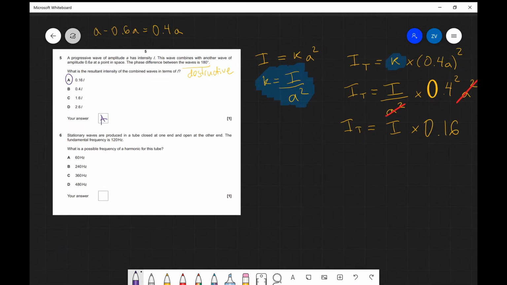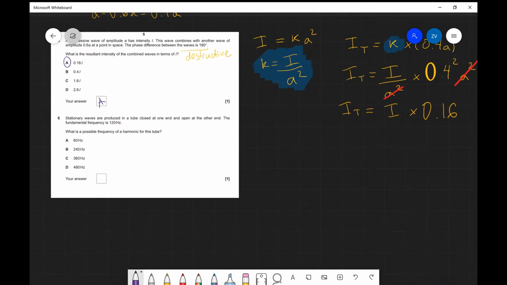Okay, so let's have a look at the next one. Stationary waves are produced in a tube closed at one end and open at the other end. The fundamental frequency is 120 Hz. What is a possible frequency of a harmonic for this tube?